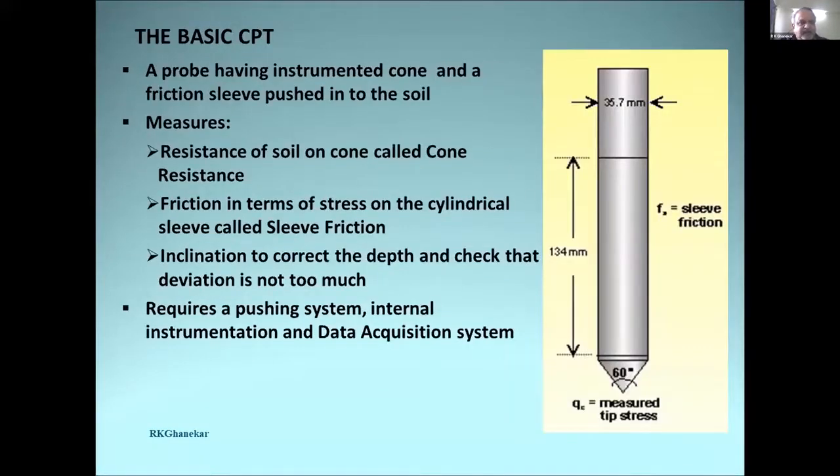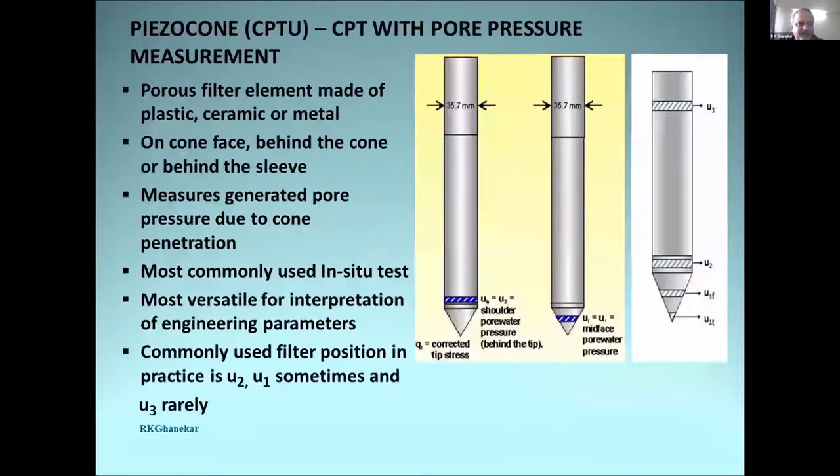done. The basic CPT, as we know, measures the resistance of soil on the cone, called cone resistance, friction in terms of stress on the cylindrical sleeve behind the cone, called sleeve friction, and also inclination to correct the depth and check that deviation is not too much. It requires a pushing system, internal instrumentation, and data acquisition system.